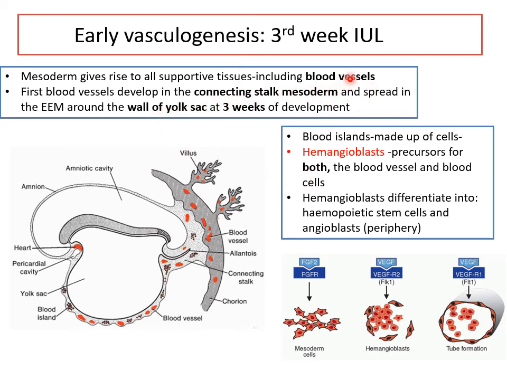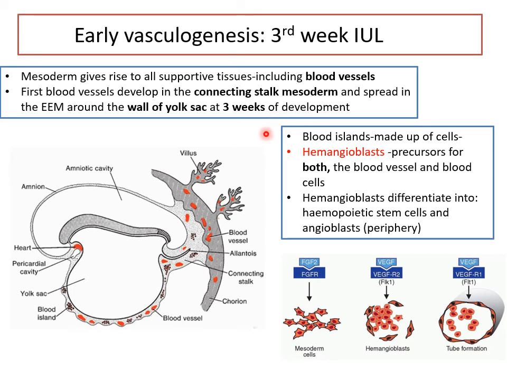In the next class, when we see derivatives of germ layers, you will learn more about that. But the first blood vessels form not in the embryo proper, but in the connecting stalk around this allantoic diverticulum. You can see the first blood vessels, and slowly they spread in the extraembryonic mesoderm around the wall of the yolk sac as early as 3 weeks of development.